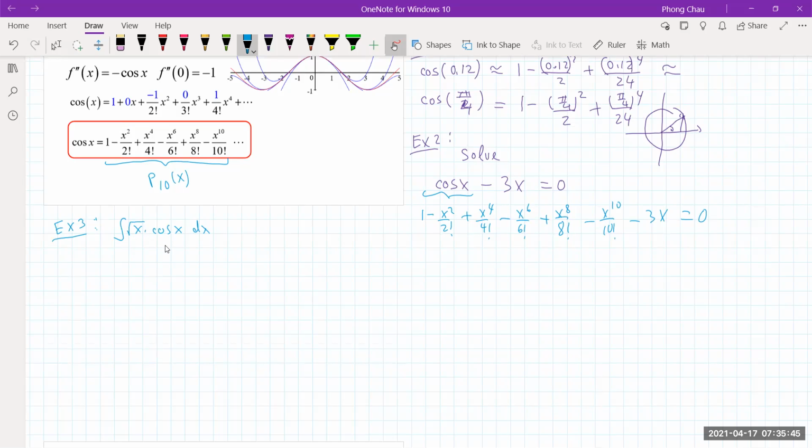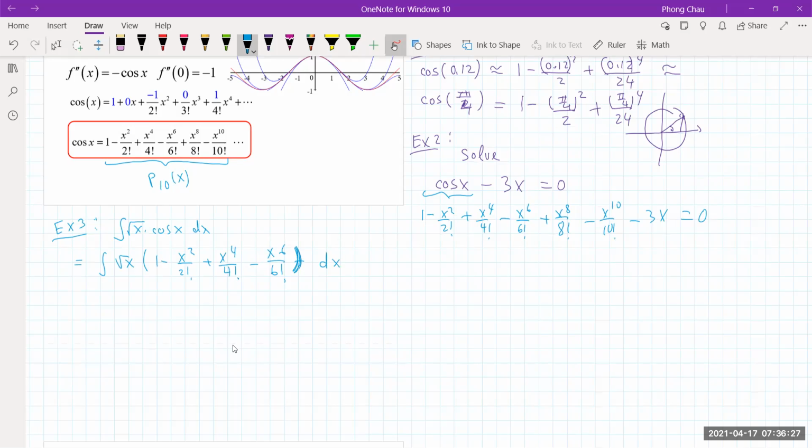So how do we integrate this? Again, if you use approximations, cosine is the same as that one, then I could replace cosine. This time we use this one, right? So it's 1 minus x squared over 2 factorial plus x to the 4th over 4 factorial minus x to the 6th over 6 factorial. I'm going to use P6 this time. All right, so let's stop right there.